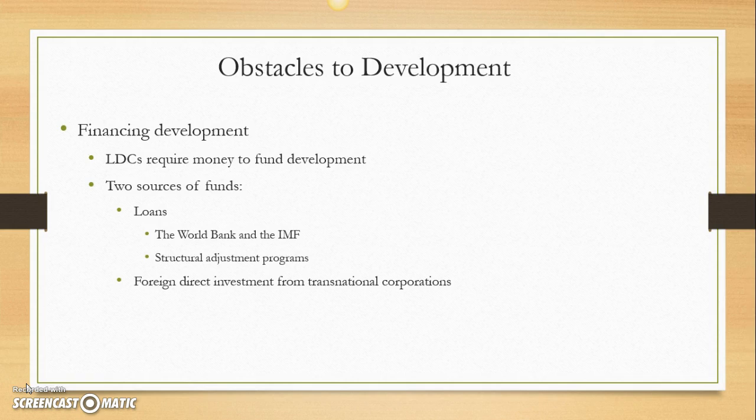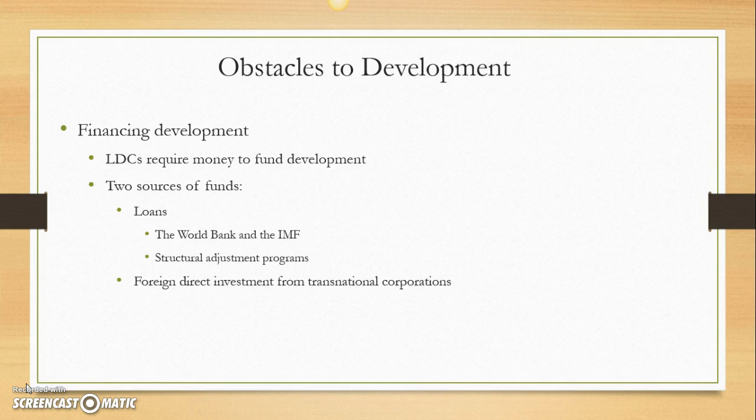So some of the obstacles to development, especially using the international trade approach, money is probably the biggest problem, and financing is a big problem. Okay. And so what LDCs end up doing is they tend to take out loans, and they get loans from places like the World Bank or the International Monetary Fund, and we call the International Monetary Fund the IMF.